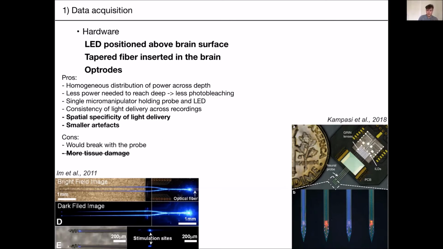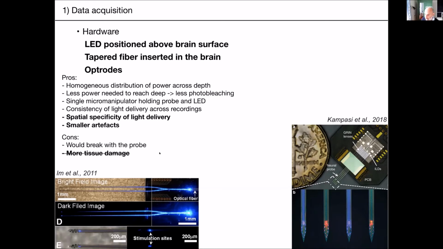If you had different shanks with different LEDs, you can decide to only illuminate one part or another. And because the light is shining away from the probe, you might have smaller artifacts. But that's something that we need to, it's not been tested yet. So this is just theory at the moment.